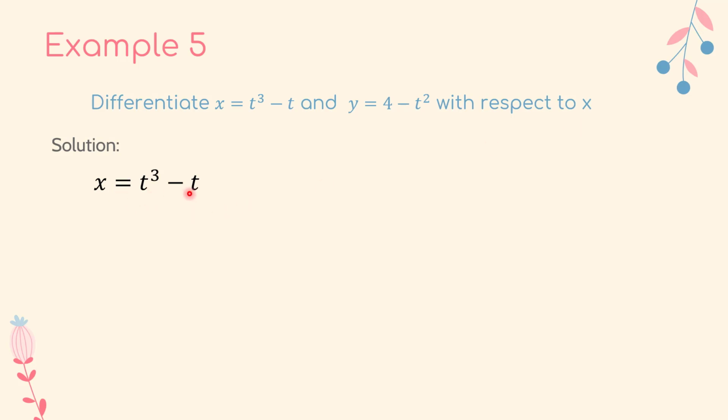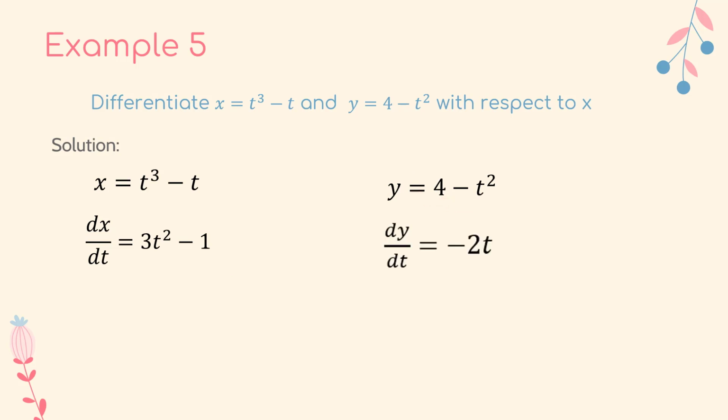x equals t cubed minus t, differentiated with respect to t, becomes 3t squared minus 1. And y equals 4 minus t squared, differentiated with respect to t, equals minus 2t. So, since dy dx is dy dt divided by dx dt, we have dy dx equals minus 2t over 3t squared minus 1.